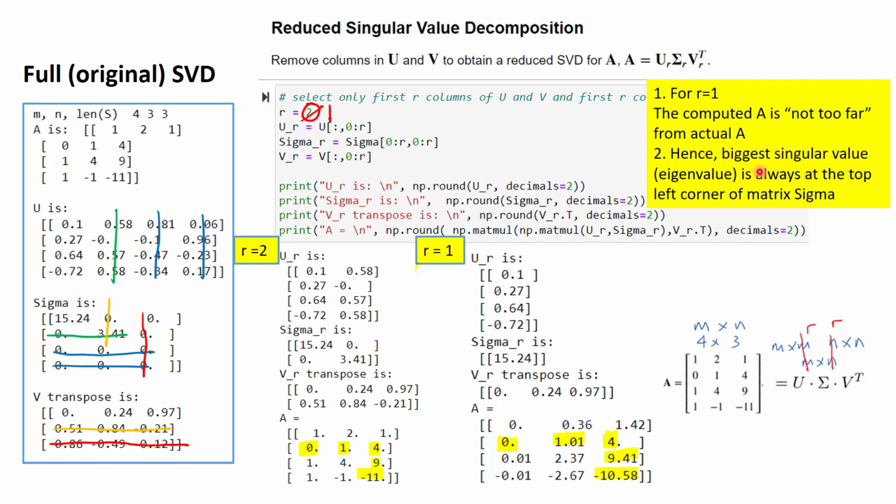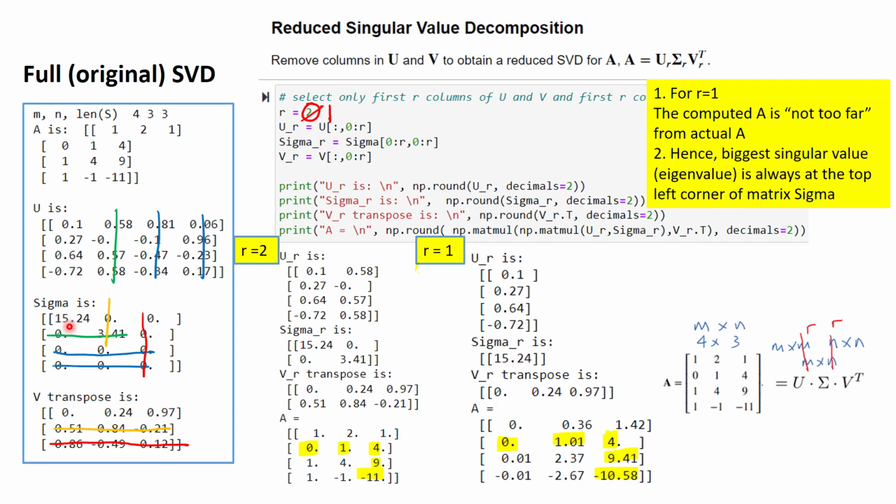The bigger singular value is always at the top left-hand corner of the matrix sigma. The biggest singular value is always placed here. The next biggest singular value is placed at this position here, followed by the third biggest value. So the order of the singular values is important. And if you remember, this U1 corresponds to this singular value. This row of V transpose corresponds to this singular value.